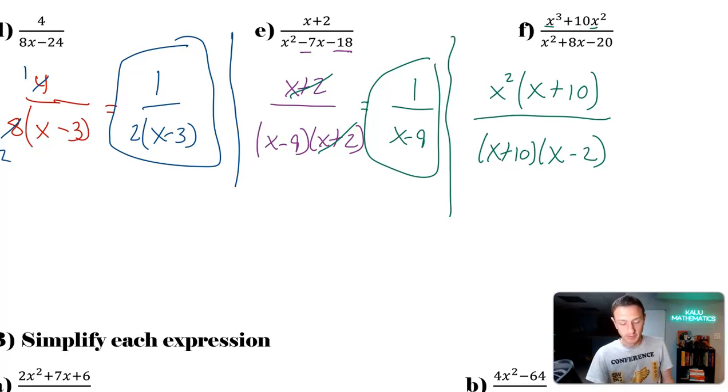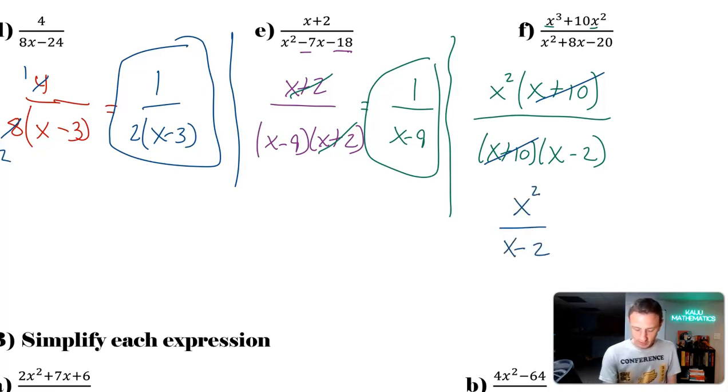So from here, what happens? I have an x plus 10 over x plus 10. Those are going to cancel out. Nothing else I can cancel out, so I'm left with x squared over x minus 2. Common mistake here.